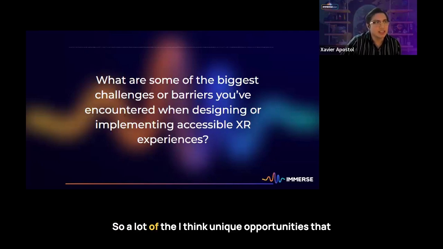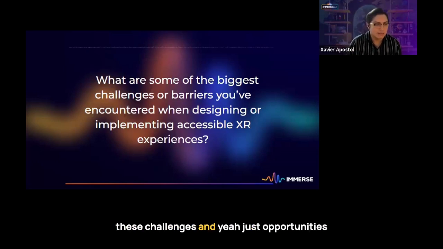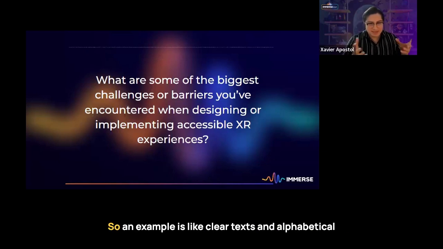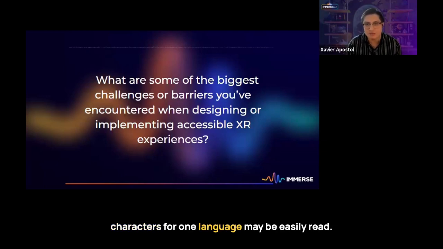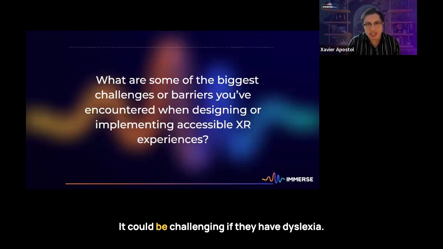So a lot of the unique opportunities that Immerse gets to consider when it comes to these challenges and just opportunities to continue to delve into accessibility are the diverse learning styles and the abilities of our members. So an example is clear text and alphabetical characters for one language may be easily read by one learner, but when it comes to another learner, right, it could be challenging if they have dyslexia.